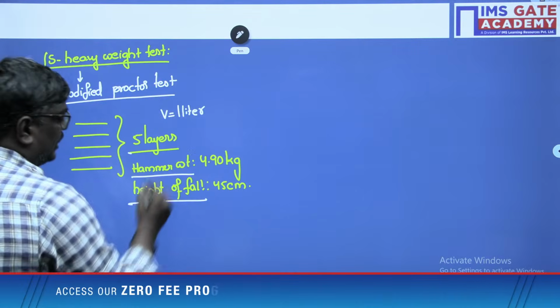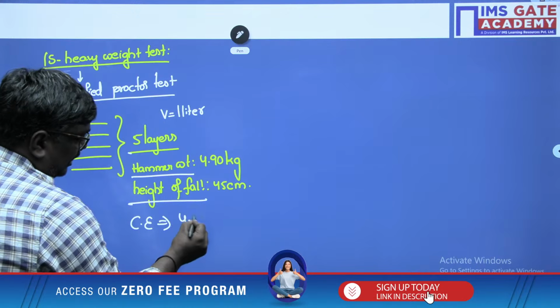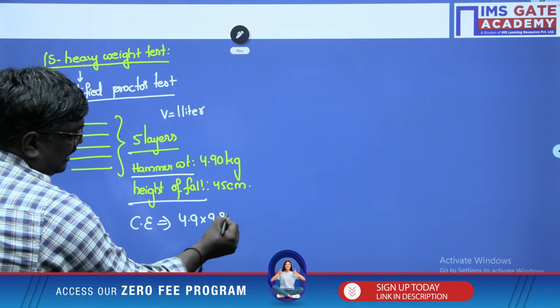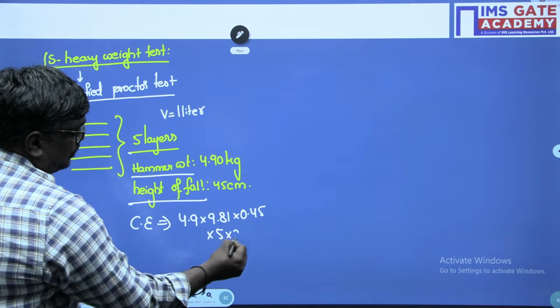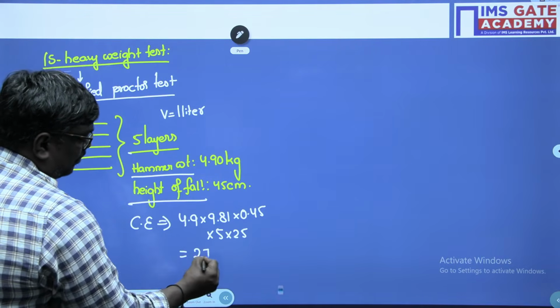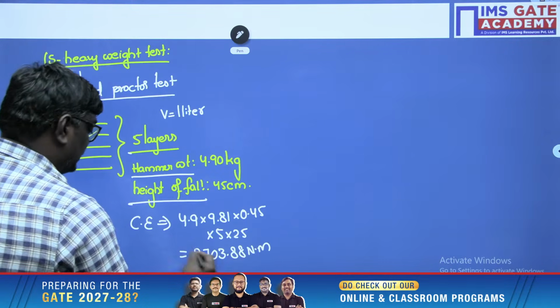So if you work out the compactive effort here, mass is how much? 4.9, gravity 9.81, height of fall is 0.45, with 5 layers and 25 number of blows. If you solve this, you will get a value of 2703.88 Newton meter. If you can check it, sir.